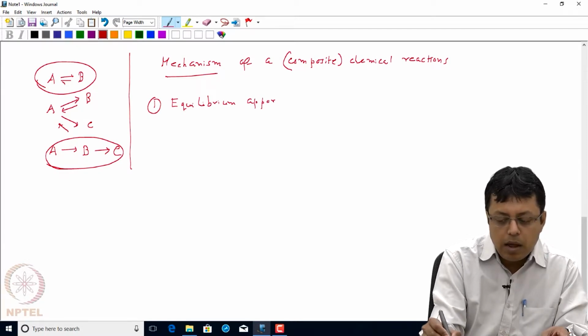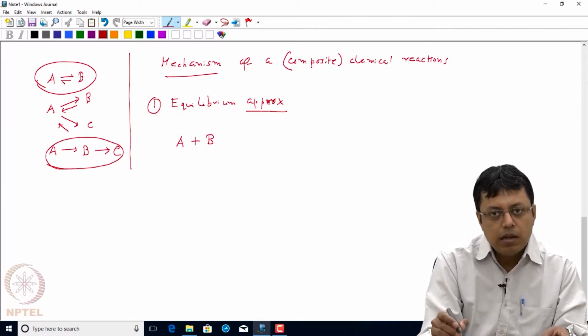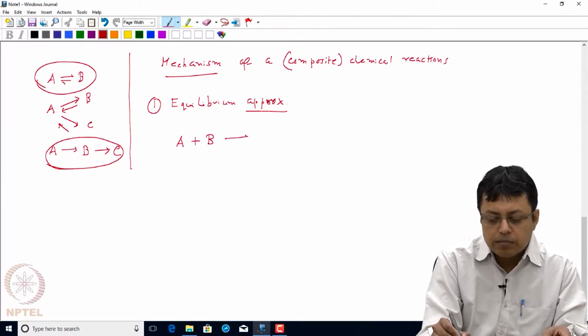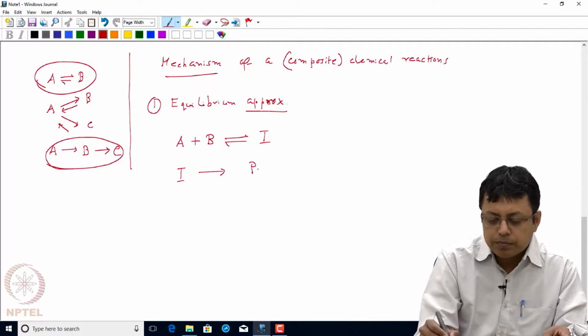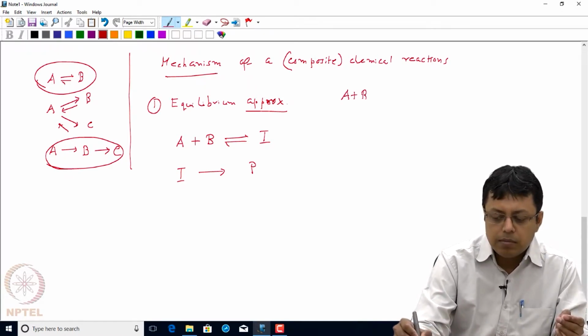Where we approximate that there is a pre-equilibrium which exists between the reactants. Let's say I have some reactants, A plus B, which are forming a product or an intermediate. Let's say I call it I, and then this I eventually gives you the products, which I denote as P. So what I am saying here is that the overall reaction, let's say, is something like A plus B going to product, and there is some rate constant which is the observed rate constant.